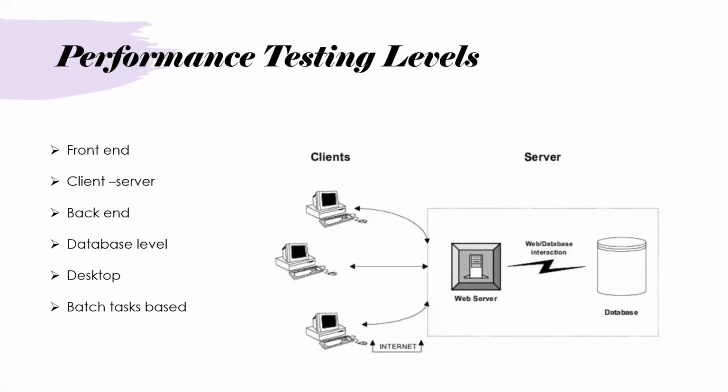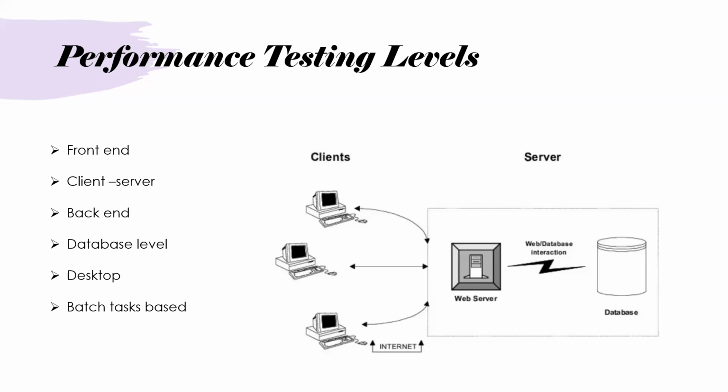There are different types of performance testing levels, in the sense of where we perform the test. If you see the diagram here, it shows a client-server environment. If we say front-end performance testing, it will be performed on the client side on a user's machine. If we say client-server level performance testing, it will be performed via client and server, which means we will analyze the interaction between client and server.